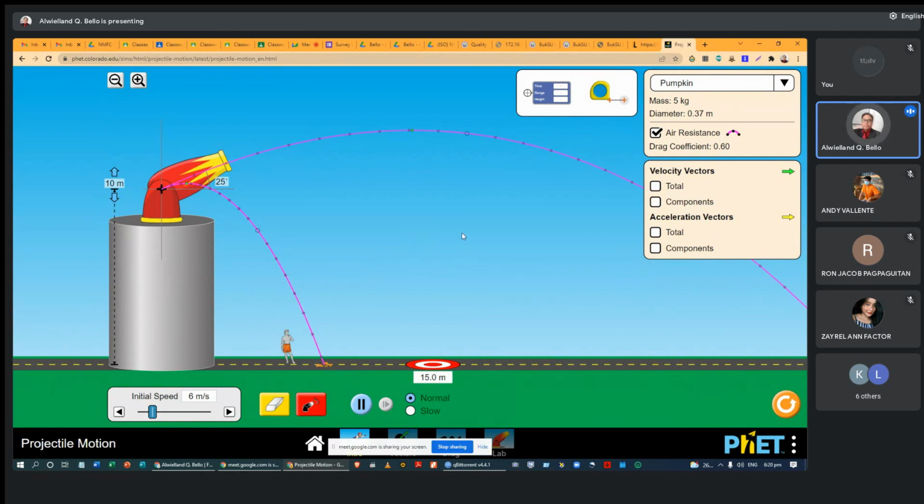So you follow the instructions in the VLA sheets provided for this activity, and then you will perform it. This is just an overview. What if we change the angle but keep the initial speed the same? Okay?